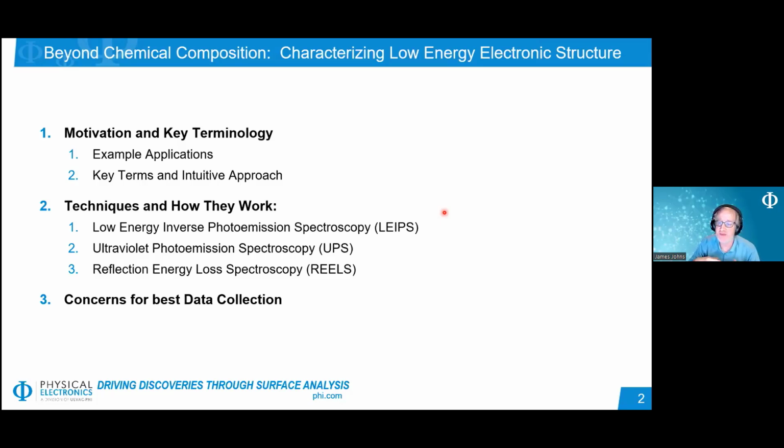Then we're going to talk about the actual specifics of the techniques, how they work, how they get information out, and the exact information content that we get out. And then we're going to end by comparing them and some of the key details of them. Data collection, best practices for making sure you get the highest quality data, and data analysis are going to be pushed into the second part of the webinar so that we can talk about it in a little bit more detail.